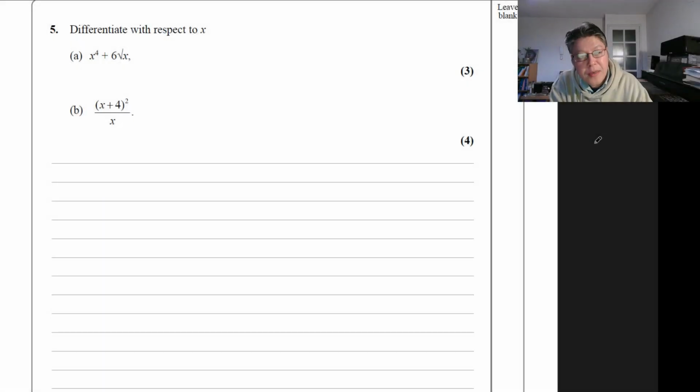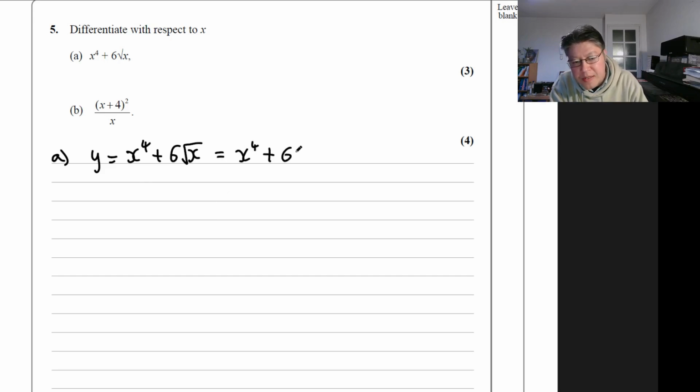Okay, so for part A, we'll begin by writing y equals x to the 4 plus 6 root x. And the first step will be to prepare this for differentiation. So we want to get rid of the surds and write it in index notation. So we have that as equals x to the 4 plus 6x to the half. And now this is ready for differentiation.